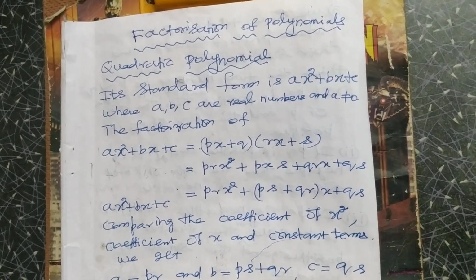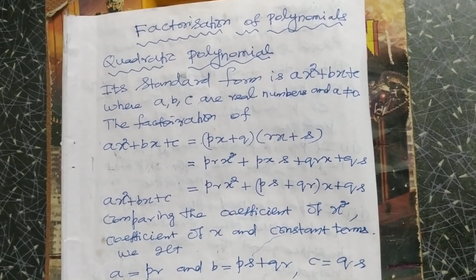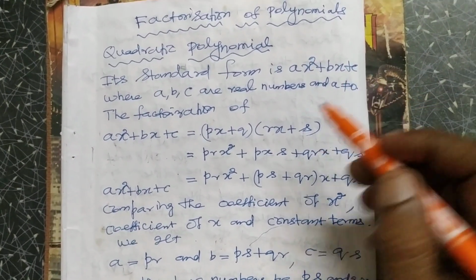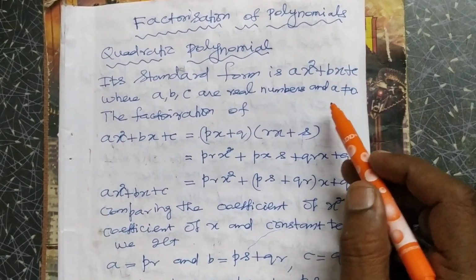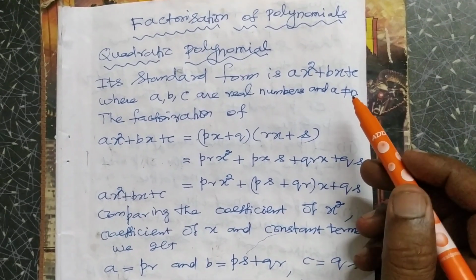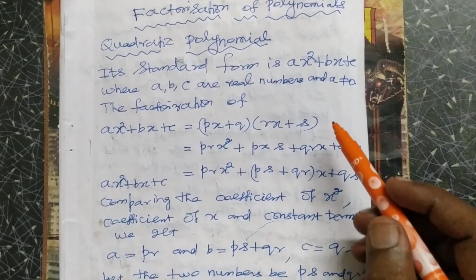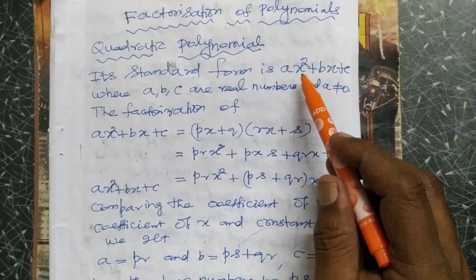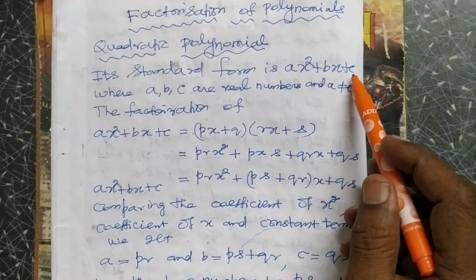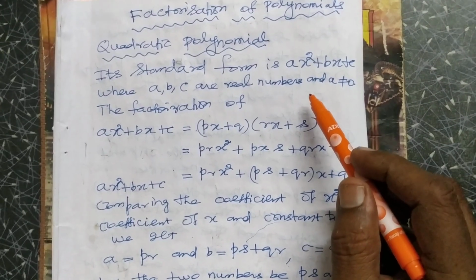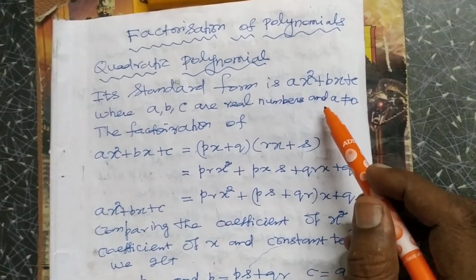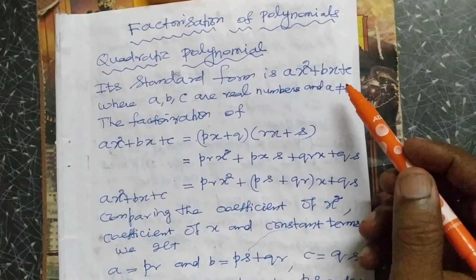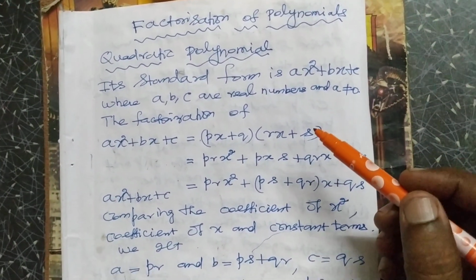The standard form of a quadratic polynomial is ax square plus bx plus c, where a, b, c are real numbers and a is not equal to 0. Why a cannot be 0? If a equals 0, 0 into x square will become 0, then it will become only bx plus c. In that case, the degree will be reduced to 1. It will become a linear polynomial. It won't be a quadratic polynomial. That is why a is not equal to 0.